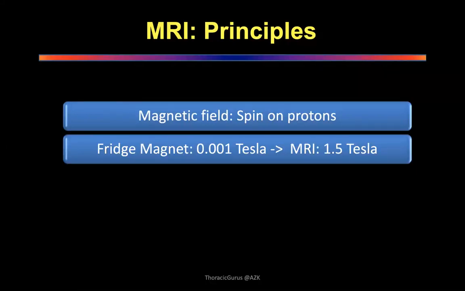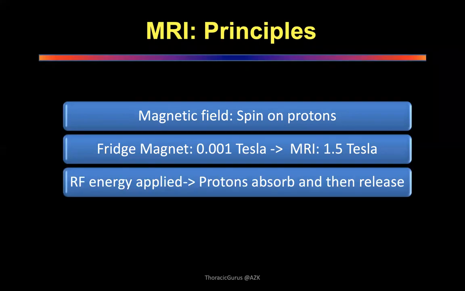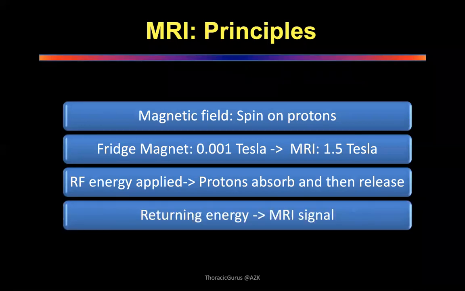So a fridge magnet has 0.001 Tesla. The MRI machine has 1.5 Tesla. So look at the difference between the power of the magnet that you're applying to the body. So when you apply this RF energy with the magnet, the proton absorbs it and then releases it and aligns itself to the magnetic field. And this shift of alignment of the proton is interpreted by the camera or by the machine.